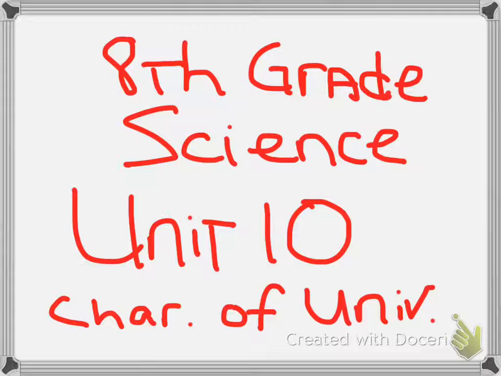Number 8, which of the following components of the universe is best described as a system of stars, gases, and dust held together by gravity? A, nebula. B, a galaxy. C, a planet. D, meteor.